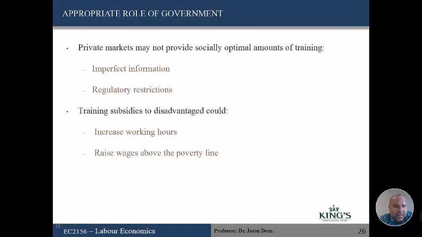So there is an appropriate role for government to provide training, and they do this. I know in Canada, and I would imagine the United States as well, people who lose their job and who are on unemployment insurance do have some opportunities to get subsidized training from the government in order to help them find a new job that they're trained for. This is important when we think of structural unemployment.